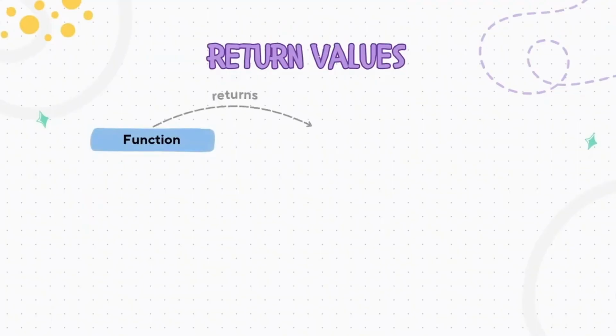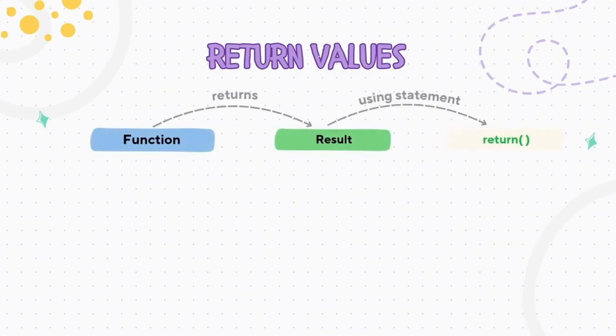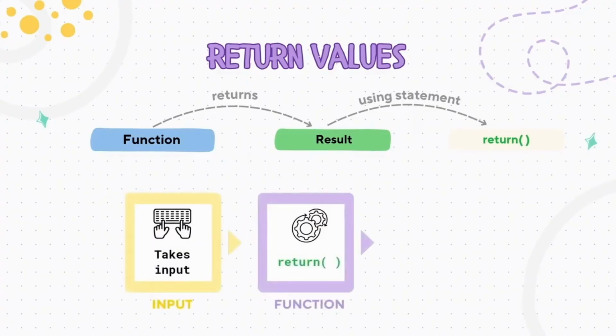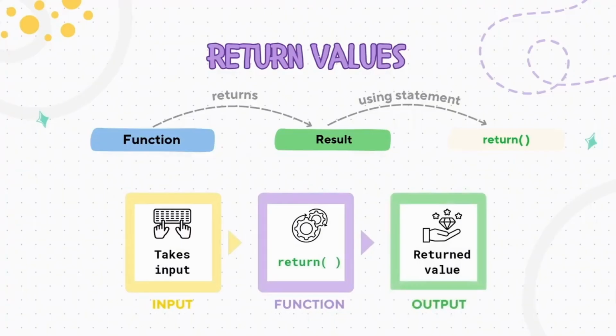So a function will return a value, or let's say a result, when we use this return statement. But there's also a shortcut that we will see soon. So for now, the thing that you need to keep in mind is that a function takes input, it processes the input, and it returns the value with the return statement.